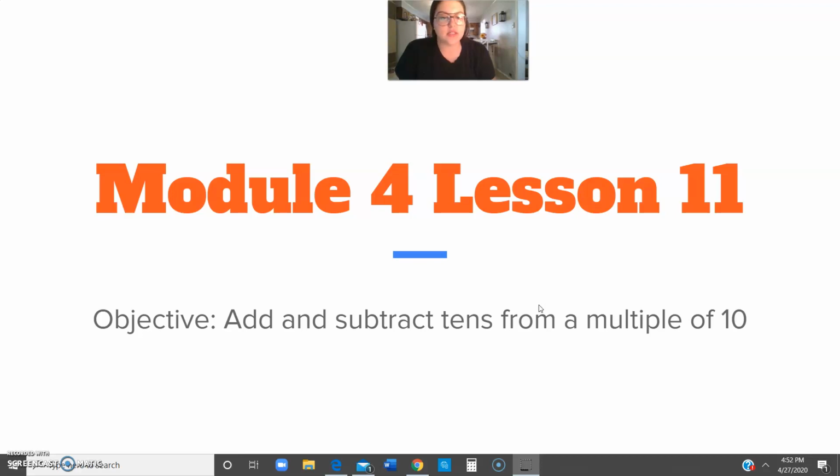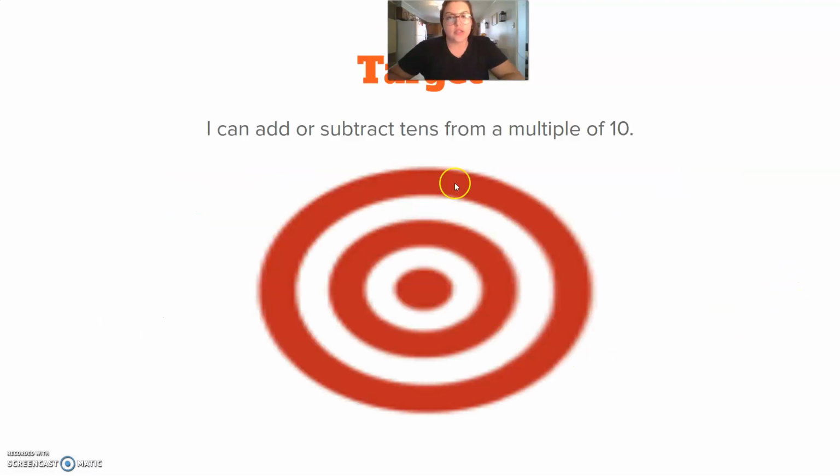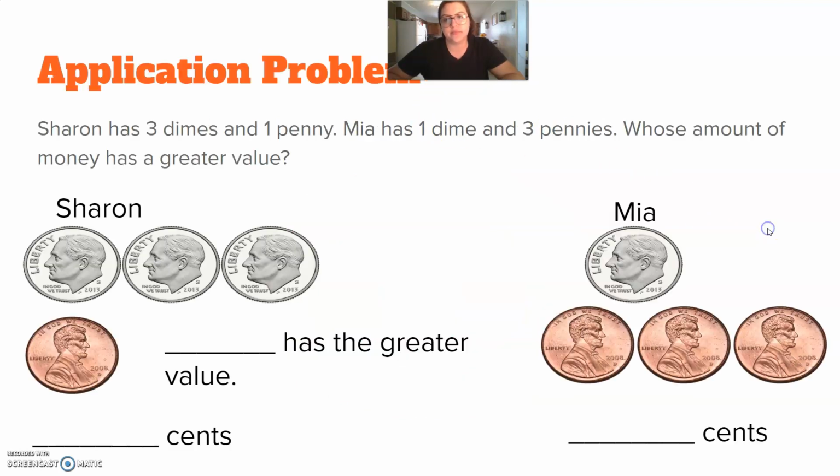And once again, I'm just going to say it again. This is a review lesson, so this isn't anything new. This is something that you all should know and that you all should be able to master again. So our objective is add and subtract tens from a multiple of 10. So our target today is I can add or subtract tens from a multiple of 10.